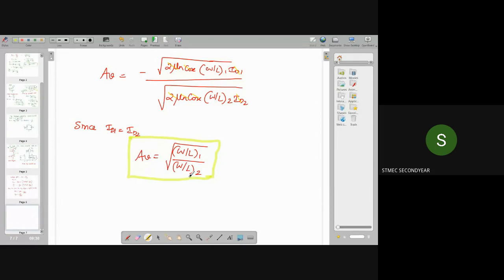Okay, so this is the gain corresponding to the common source amplifier with the diode connected load.